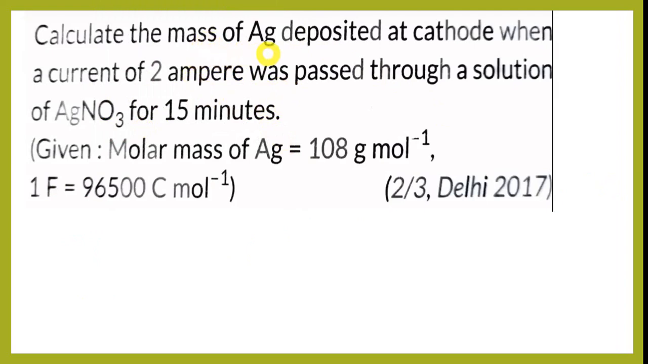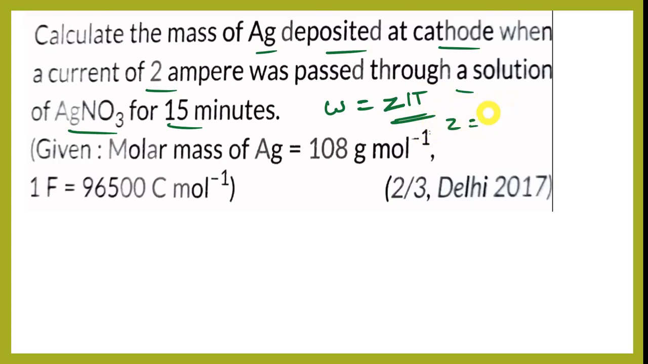Calculate the mass of silver deposited at the cathode when a current of 2 ampere was passed through a solution of AgNO3 for 15 minutes. So they are asking for the mass of silver. Remember the formula: W is equal to ZIt, and Z is equal to molar mass by nF. Okay.